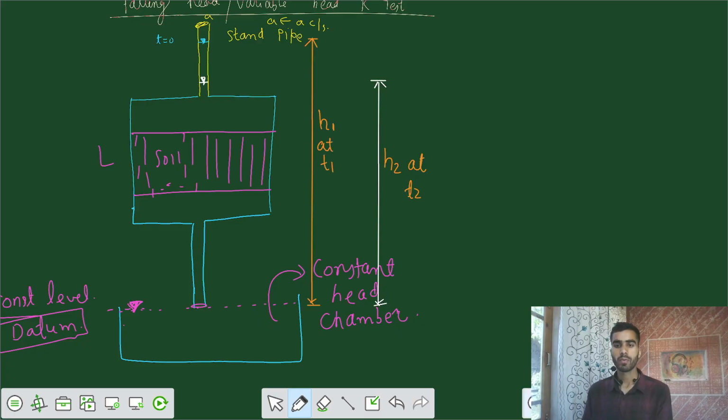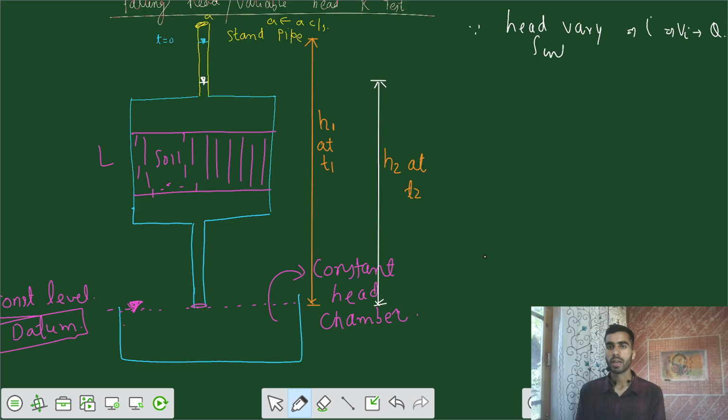Because the head is varying with time, we have to integrate. Because head is varying, that means I would vary, because after that the velocity would vary and the discharge would vary. So for that we have to integrate.